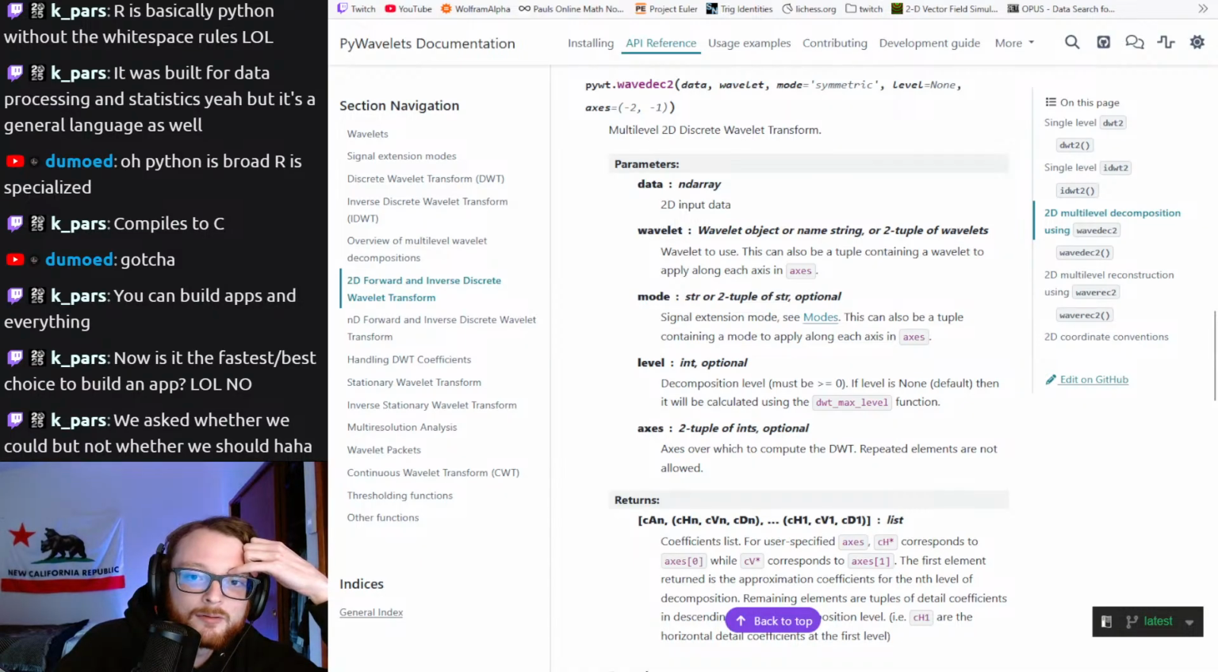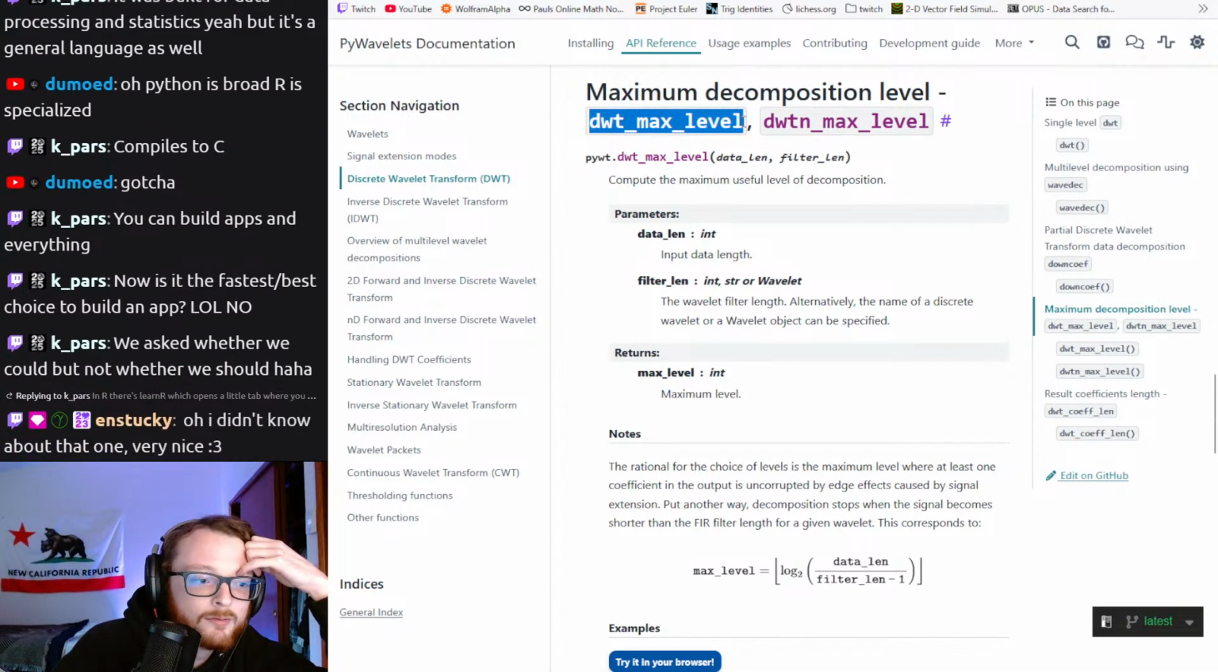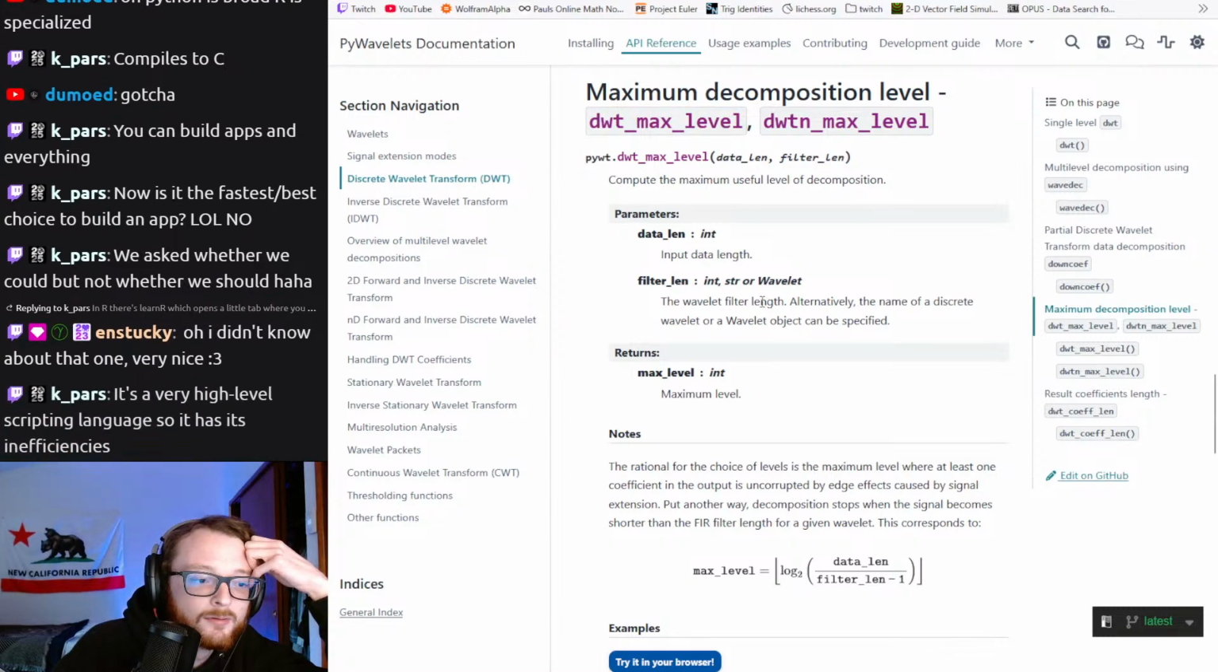What was I doing? I was trying to figure out this DWT max level. Very high level scripting language has its inefficiencies. Yeah.